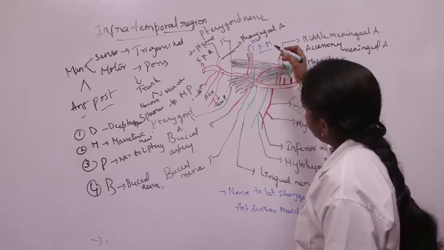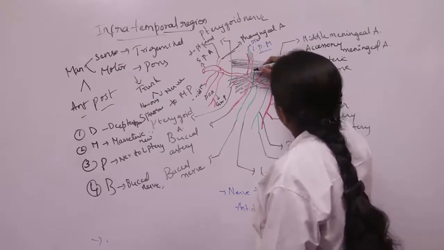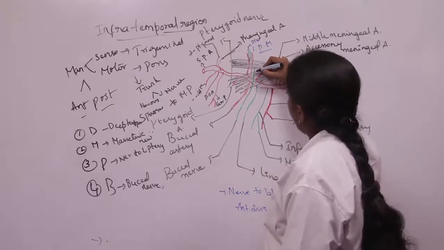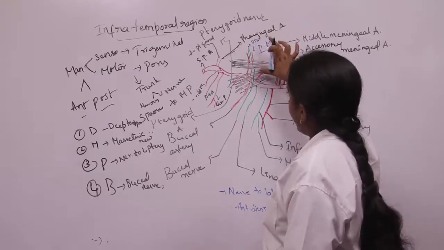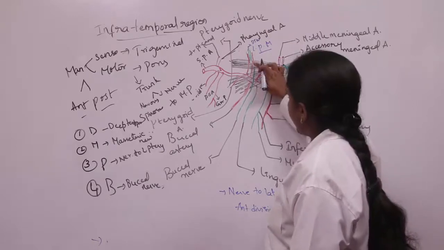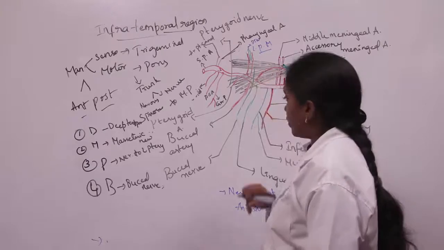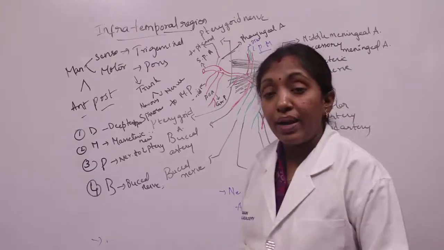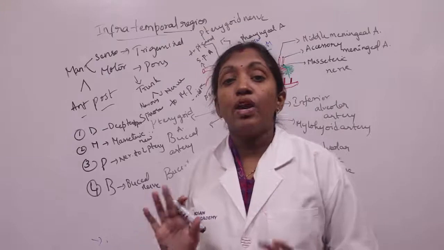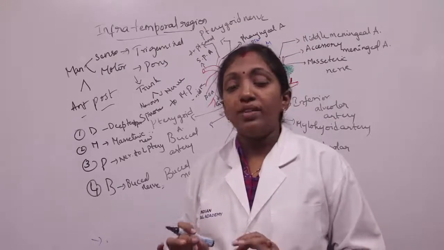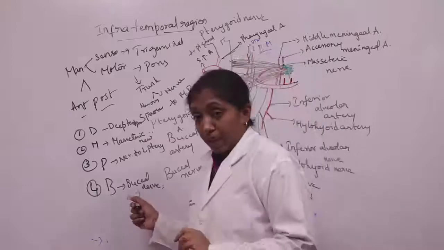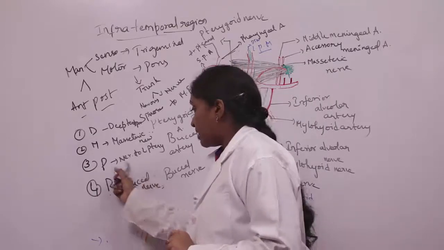So this is the buccal nerve. The buccal nerve emerges in between the upper and lower heads of the lateral pterygoid muscle, and it supplies the skin and mucous membrane over the buccinator, and not the buccinator. It supplies only the skin and mucous membrane over the buccinator. So the buccal nerve is a sensory nerve.